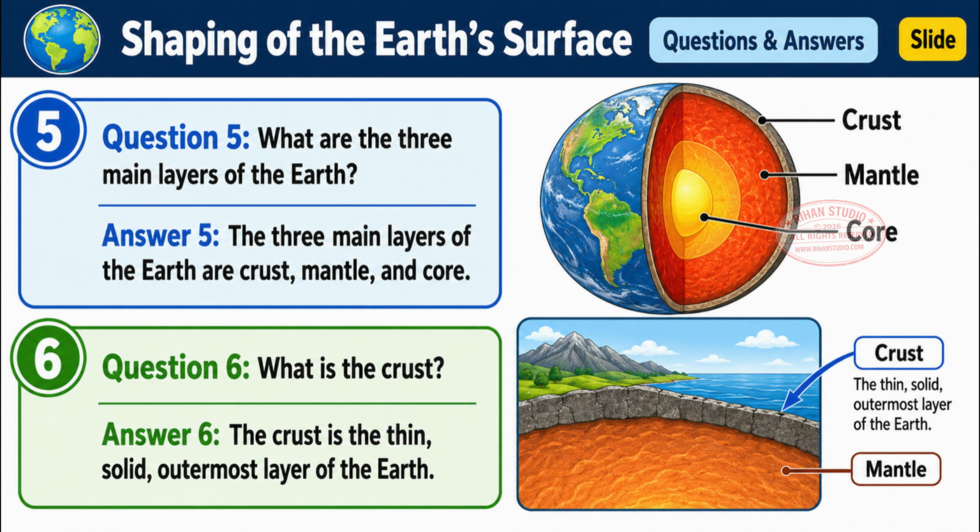Question 7. What is the mantle? Answer 7. The mantle is the hot, mostly solid plastic layer below the crust. Question 8. What is the core? Answer 8. The core is the innermost layer of the Earth, mainly made of iron and nickel.